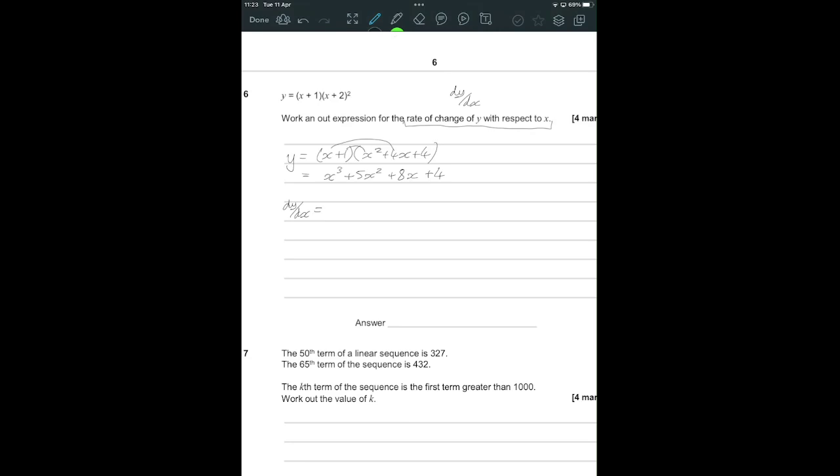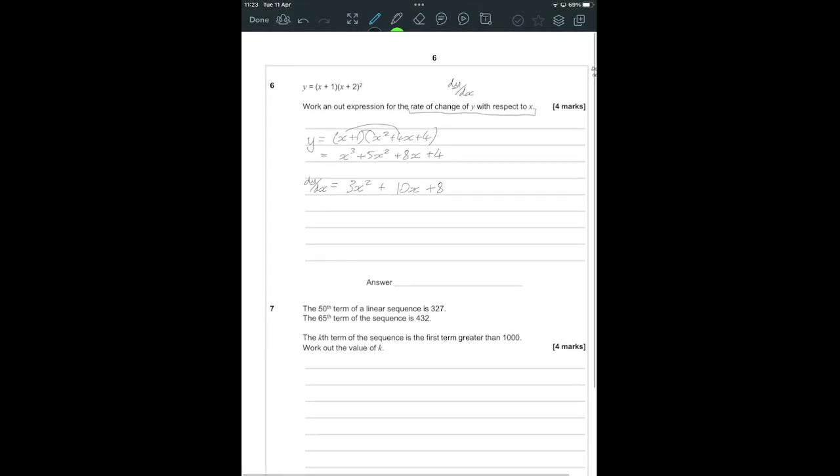Now differentiating, bring down the power, reduce the power by 1. Bring down the power, reduce the power by 1. The 8x we recognise just turns into 8 and the 4 disappears. So the derivative of that curve is 3x squared plus 10x plus 8.